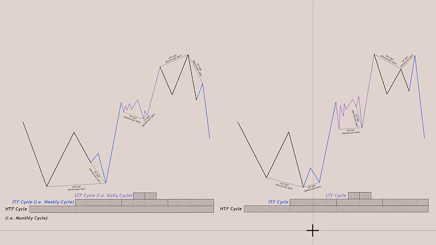So I hope that helps you guys understand how directional SMTs and momentum SMTs work.